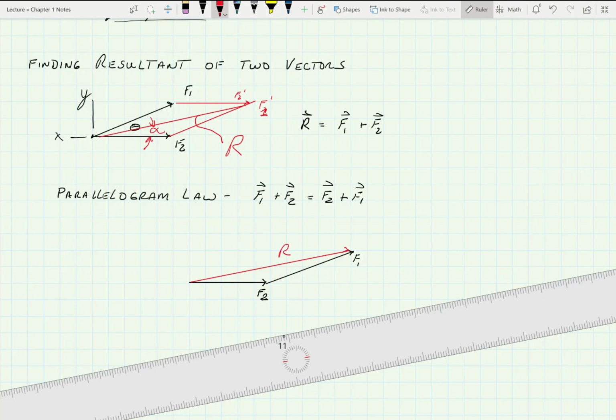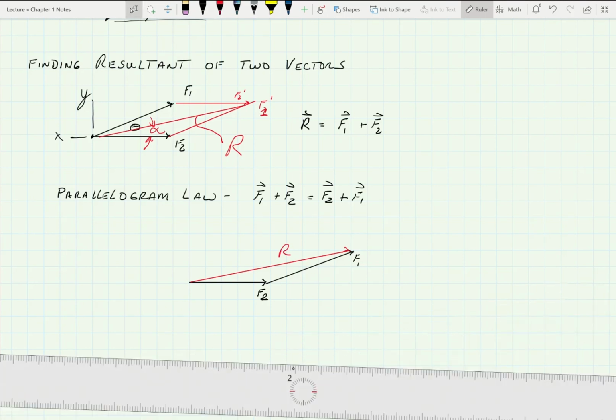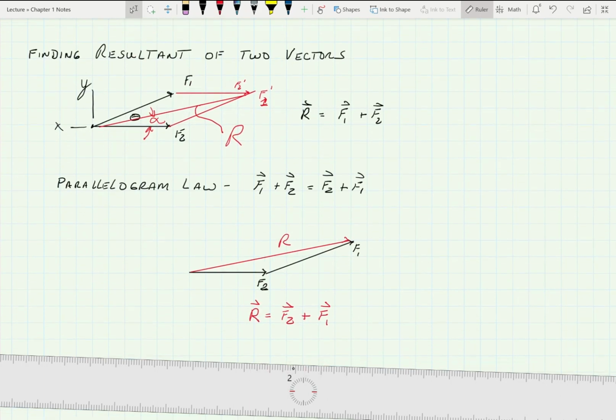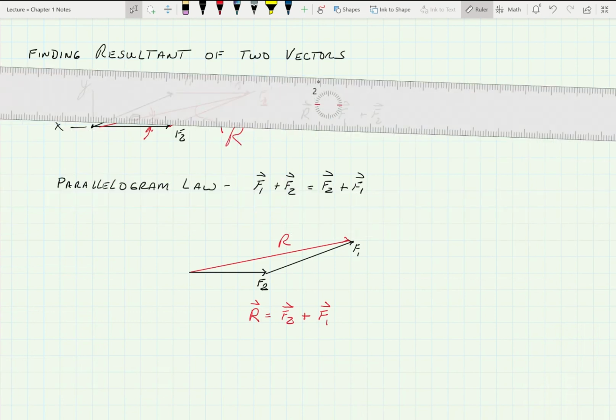Okay, and then we actually get the nomenclature that is R equal to F2 plus F1, which we've already proved back up here with the parallelogram, that if F2 plus F1 is equal to F1 plus F2, then the world's going to work. Okay, and this one is called the triangle rule. Okay.